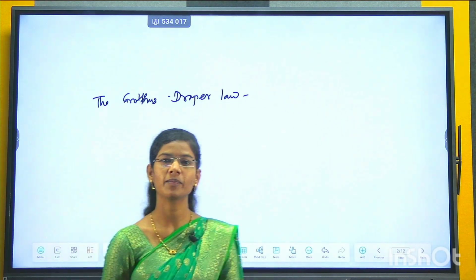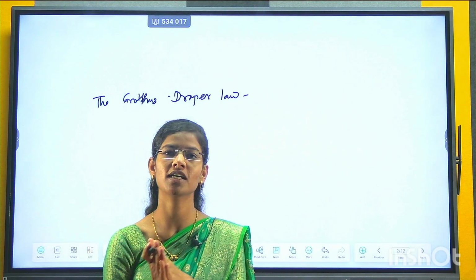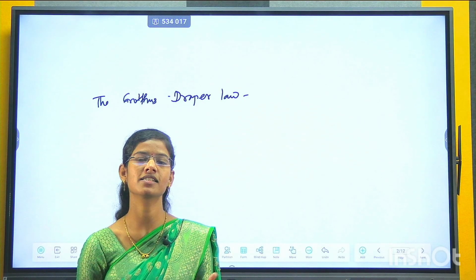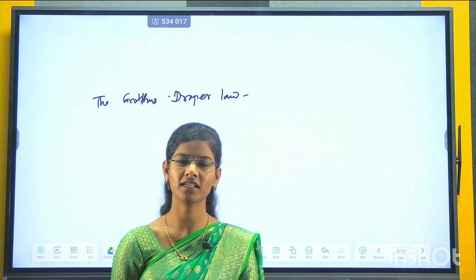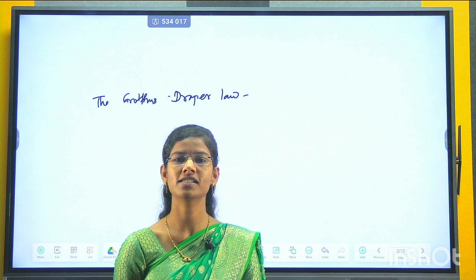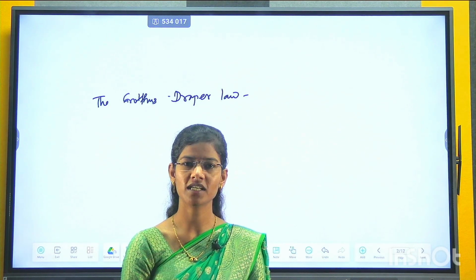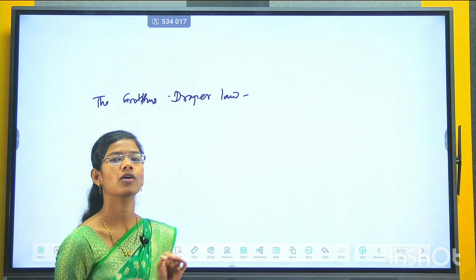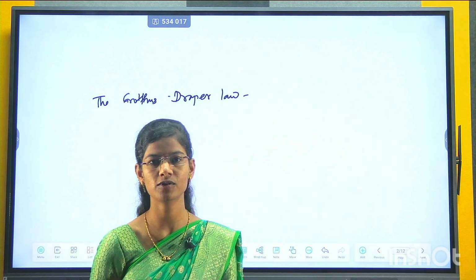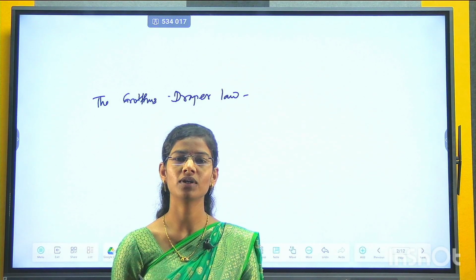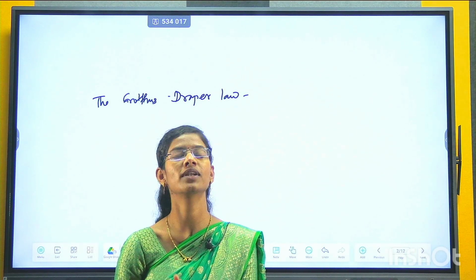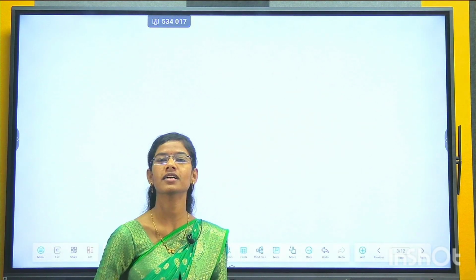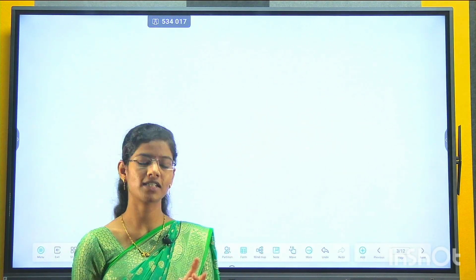The statement of this law is that only those radiations which are absorbed by the system are responsible for making changes in that system. In photochemistry we study that light radiations are absorbed by the system and that system shows some changes towards that light. So the statement of the Grotthuss-Draper law is that only those radiations which are absorbed are effective in bringing out the chemical change. Secondly, we study the next law of photochemistry, which is Lambert's law.